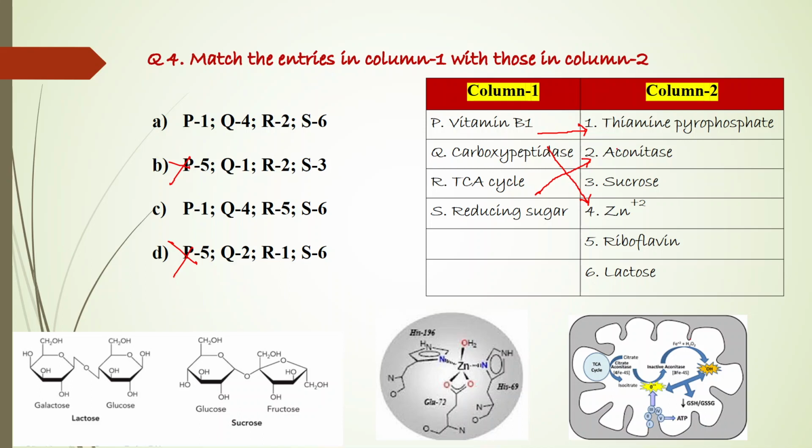Okay, so R matches with 2. So we already have our correct answer, that should be option number A. We can already know that, but still look at the fourth one, that is reducing sugar. Now you have to identify among these options which one of them is a reducing sugar. So obviously riboflavin is not that. Sucrose and lactose are the two sugars that we need to think of.